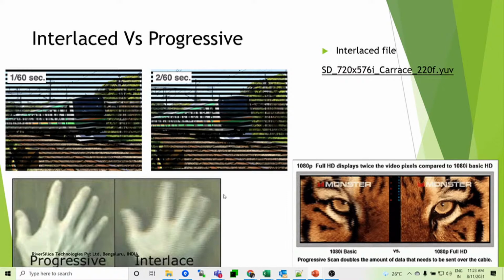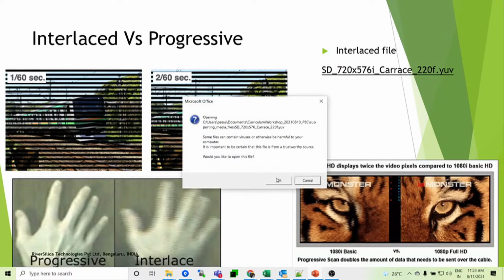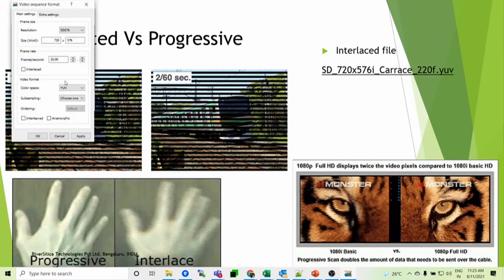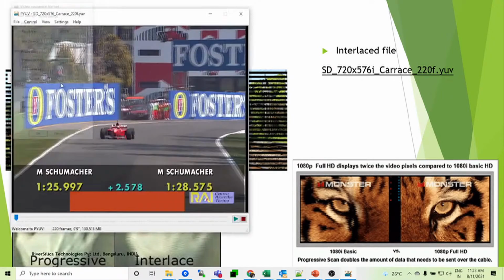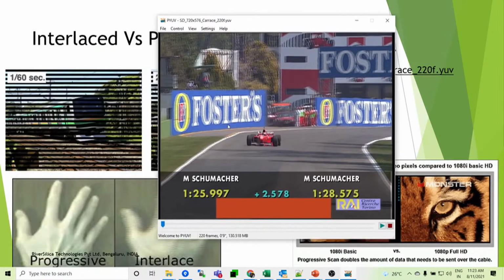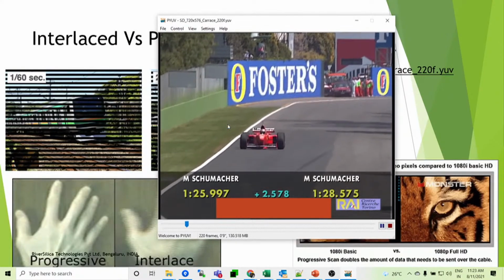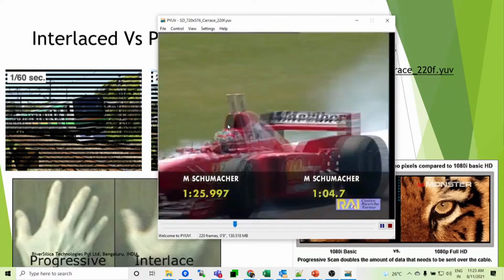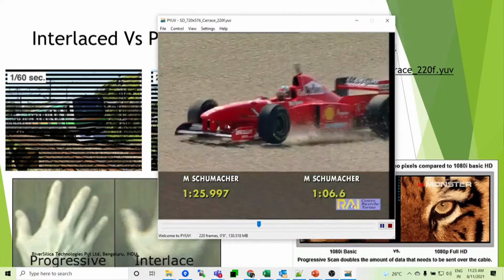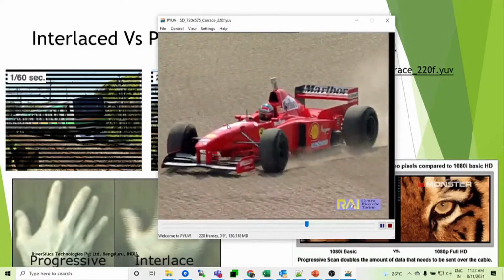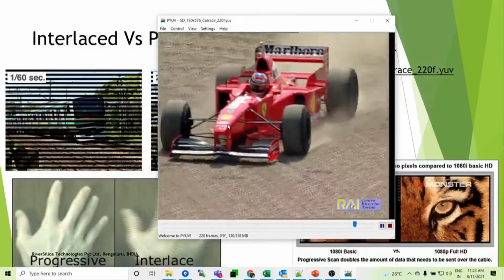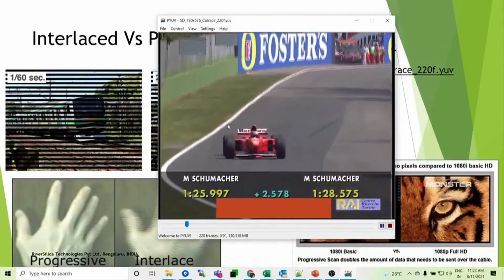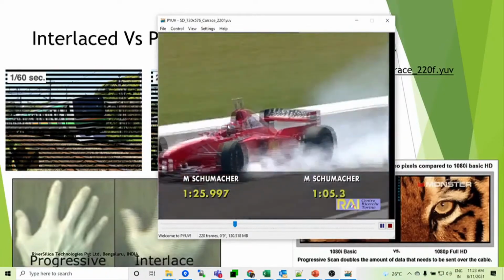How will I see the difference? What is interlaced? What is progressive? Let me give you an example. I have got one interlaced video. Can you see the video? I'm running the video. You won't see any problem when I run the video. It's a car race. Superb. It is running, no problem. Your eyes are not getting the problem.